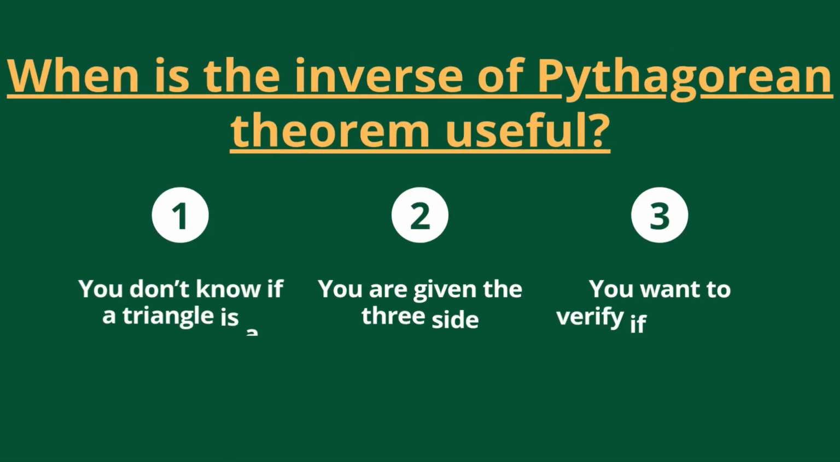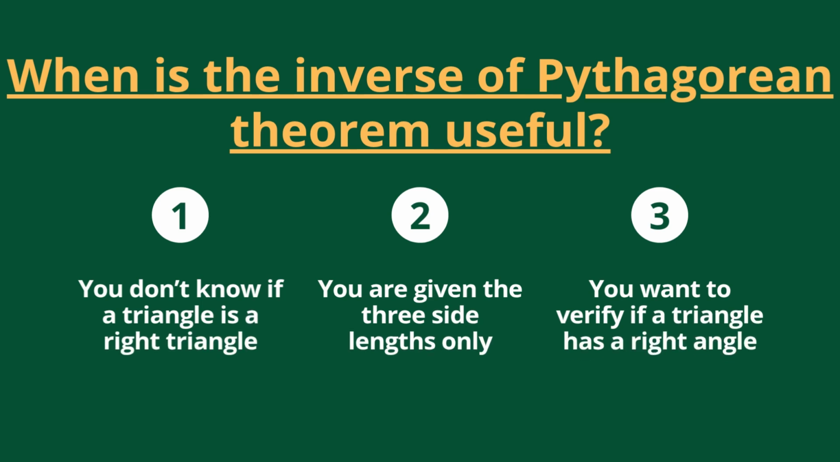The inverse is useful when: one, you don't know if a triangle is a right triangle; two, you are given the three side lengths only; three, you want to verify if a triangle has a right angle.